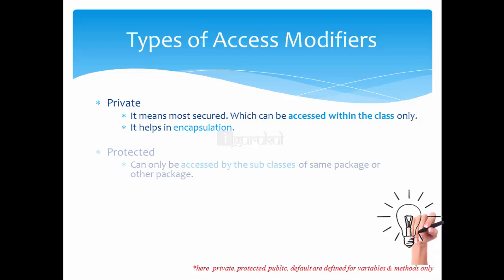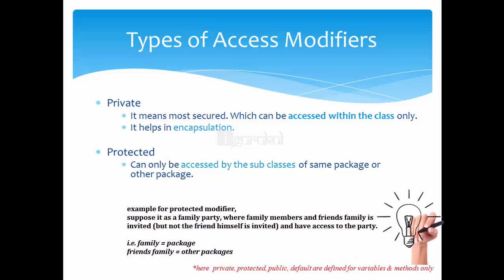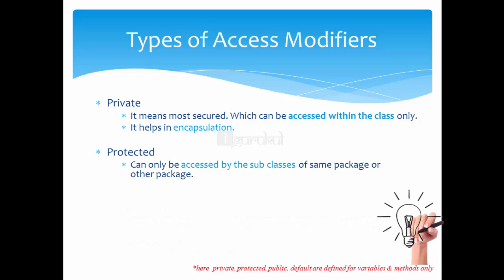Our second type is protected. Those variables or methods which are declared as protected can only be accessed by the subclasses of that package or any other package. Suppose you have created a program in which you have declared a variable as protected and a method as protected. Those protected methods or variables can only be accessed by the inherited classes of that package or any other package. But remember that the class has to be inherited to use the protected members.